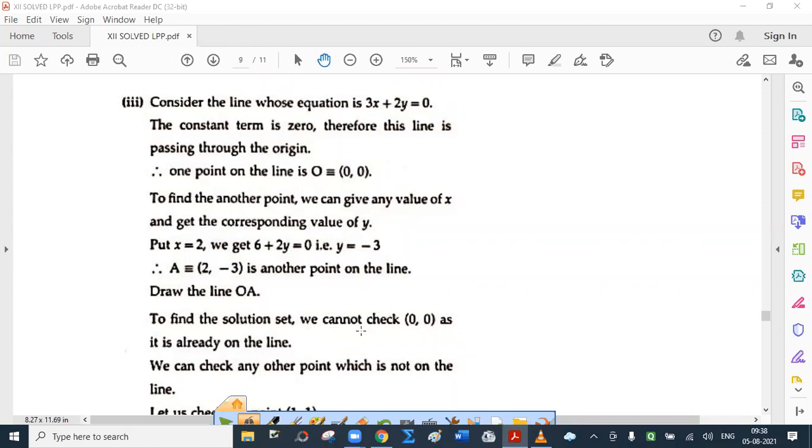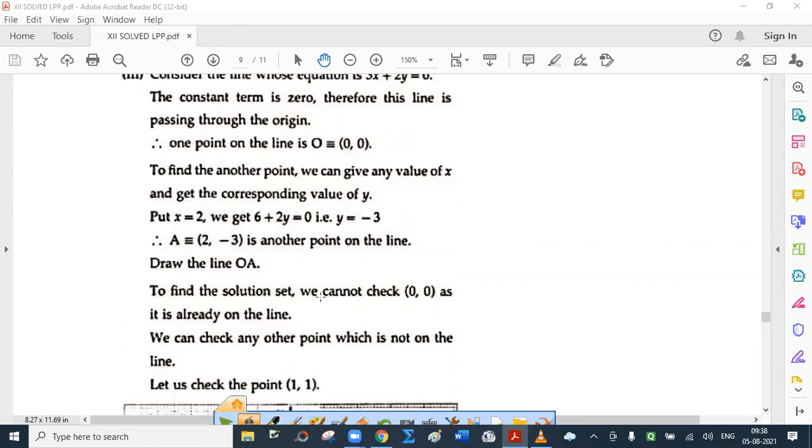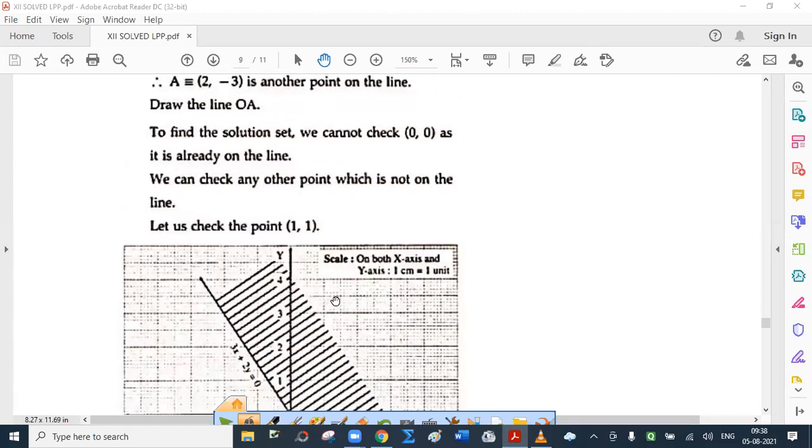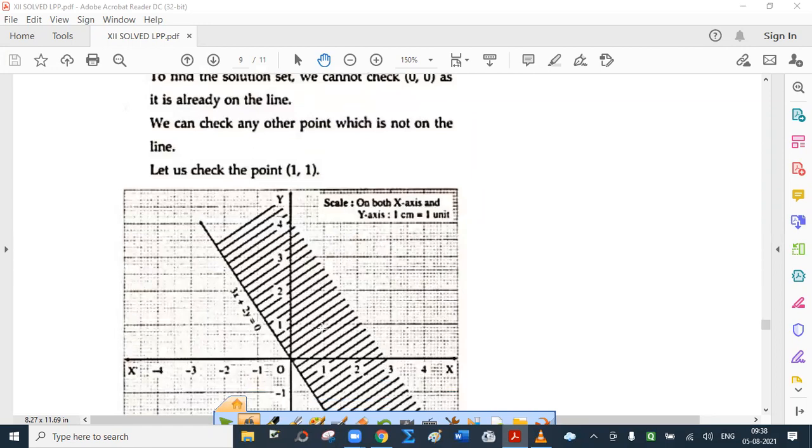To find the solution set, we cannot check (0, 0) because it already lies on the line. So we can check any other point which is not on the line. Let us check (1, 1). Put x equal to 1, y equal to 1: 3 plus 2, 5. Is 5 greater than 0? Yes, it is. Now (1, 1) lies in which quadrant? First quadrant. So instead of saying first quadrant, I can say any point above the line. I can say this region is below the line, and this is above the line.